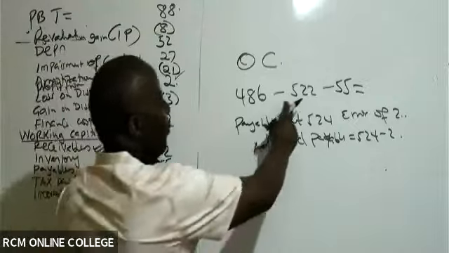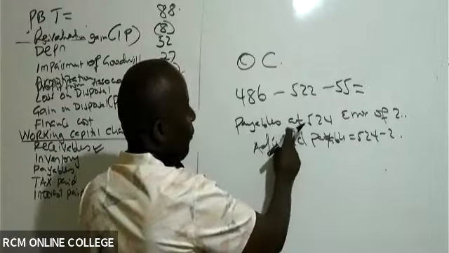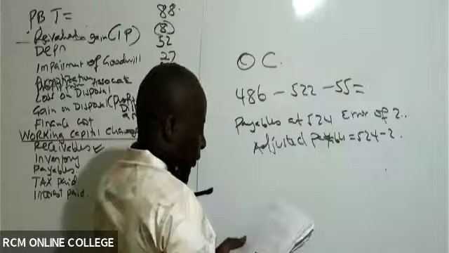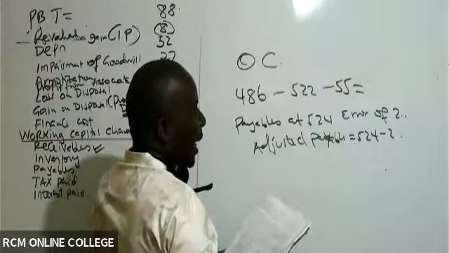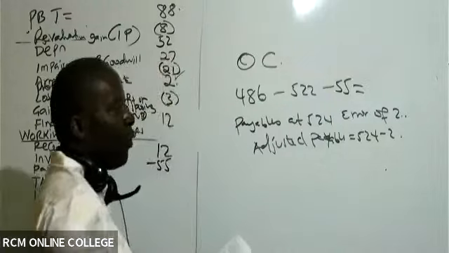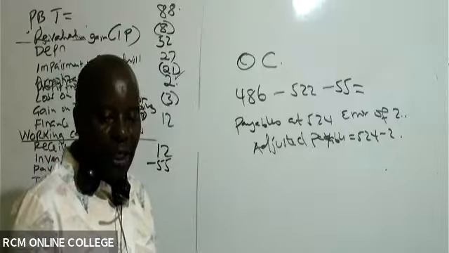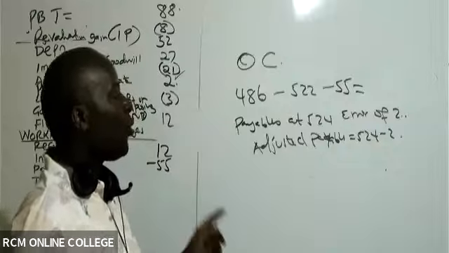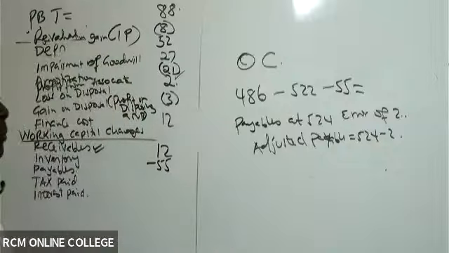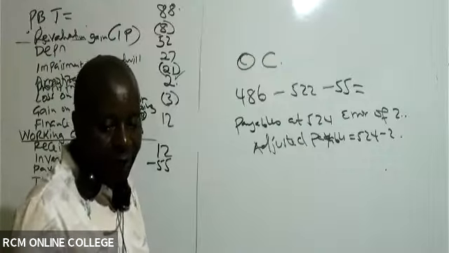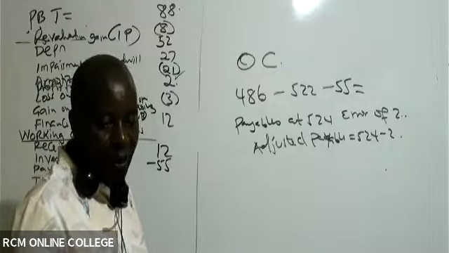So payables is at 524, as we see here. But there is an error of 2 because of misclassification. And therefore, the adjusted payables will be 524 minus 2. So then 486 minus 522 minus 55, that will end up giving me what figure? Vincent, I hope you're able to see that.